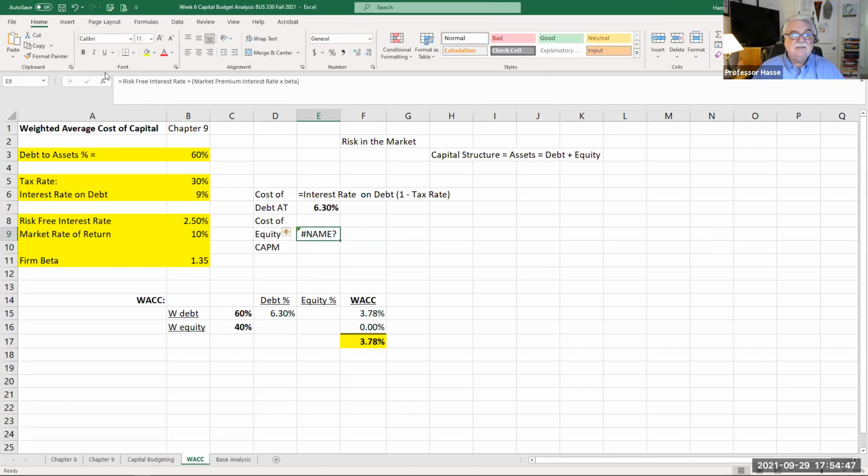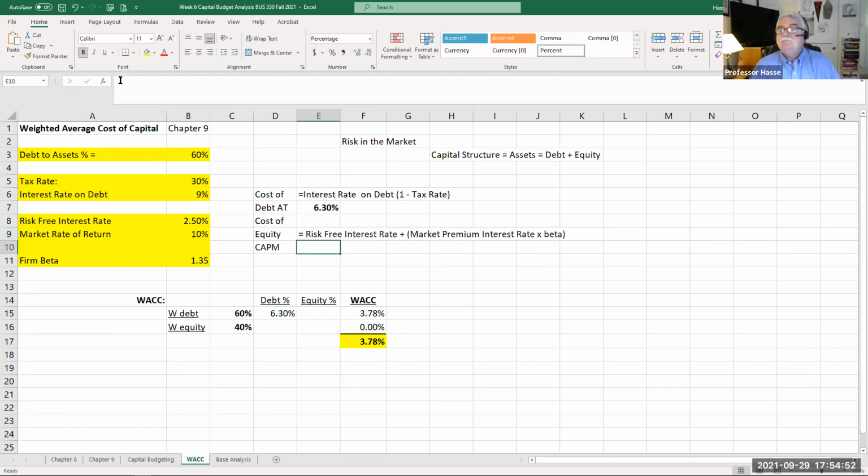Oh, I did that again. Let me fix this. There we go. That's it in English. In other words, if I was going to issue stock today to the market, to my shareholders, what would they expect to return off that investment? The risk-free interest rate is 2.5%, which is a little bit high in the real world today, but I'll let that slide.